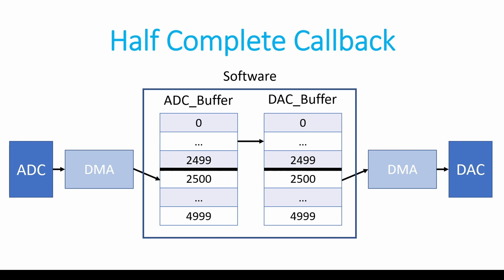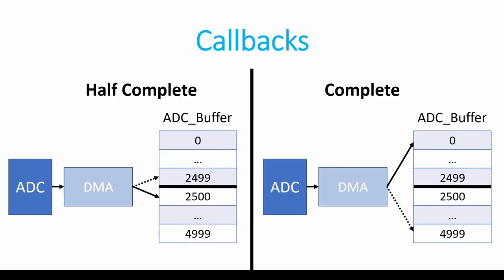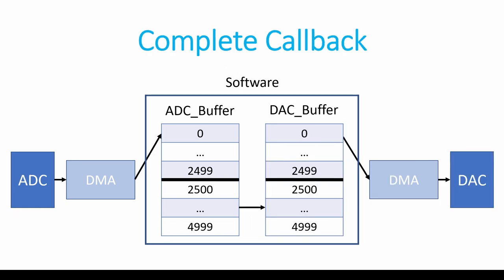keep that in mind. Similar to the half-complete callback, the complete callback is triggered when the DMA controller completely fills the second half of the ADC buffer and circles back to the start. For this example, the complete callback is triggered when the DMA controller moves from indices 4999 to 0. Now, when the second half of the ADC buffer has been filled, the conversion complete callback runs.